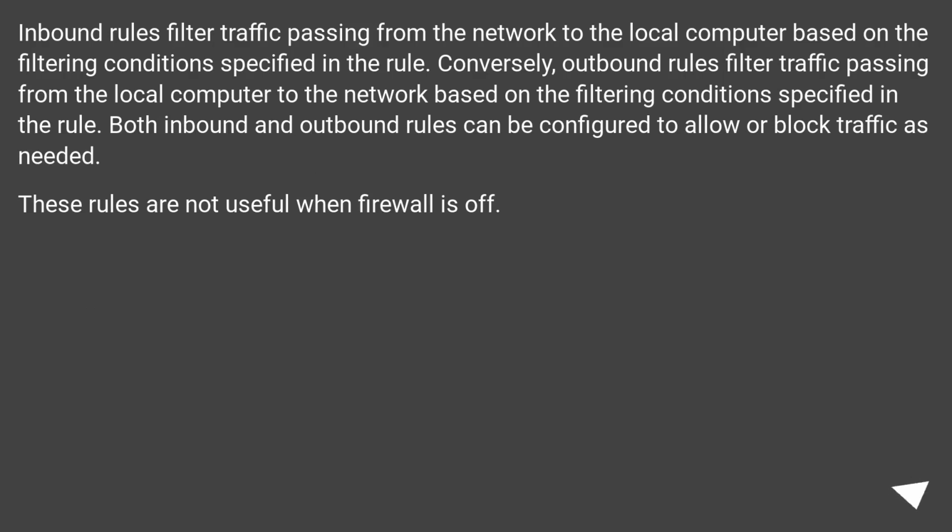Inbound rules filter traffic passing from the network to the local computer based on the filtering conditions specified in the rule. Conversely, outbound rules filter traffic passing from the local computer to the network based on the filtering conditions specified in the rule. Both inbound and outbound rules can be configured to allow or block traffic as needed. These rules are not useful when the firewall is off.